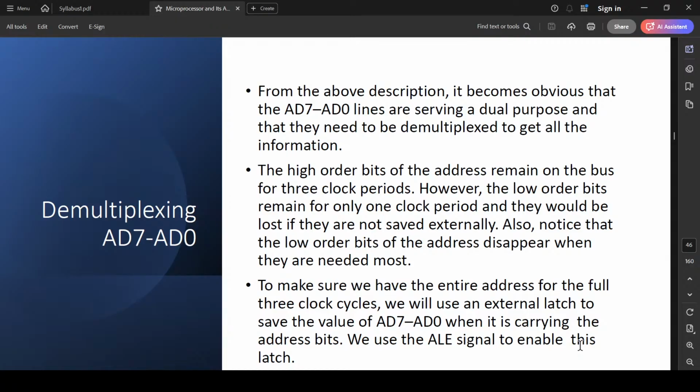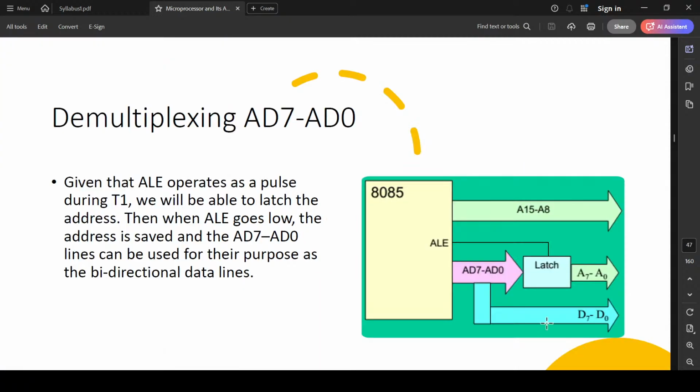Okay, the ALE, remember guys, address latch enable, let's say is ALE only. So the ALE signal can enable the latch feature. What will it do? It will save the value of the address bits so that we can use the medium AD7 to AD0 as the data bus. This method is called demultiplexing.